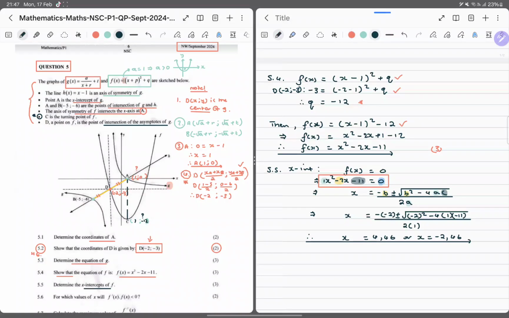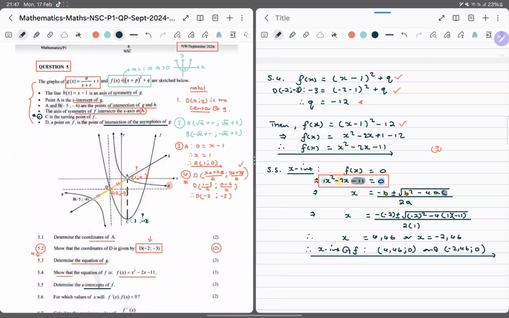Okay, but now the question said x-intercept. So remember, this is a point and x-intercept is a point. So I kind of rushed here. So we can say, therefore, the x-intercepts of f are such that we have 4,46 and 0, and we have minus 2,46 and 0. Always write this in the ordered pair.